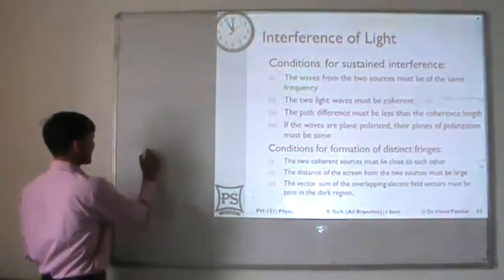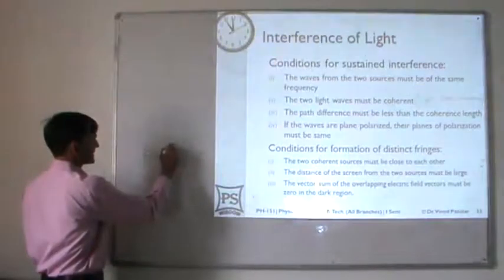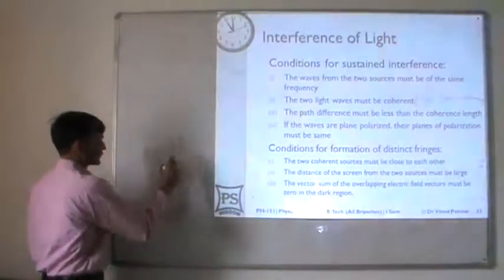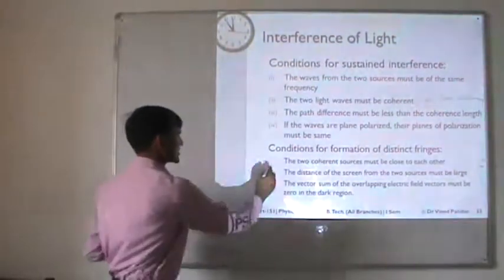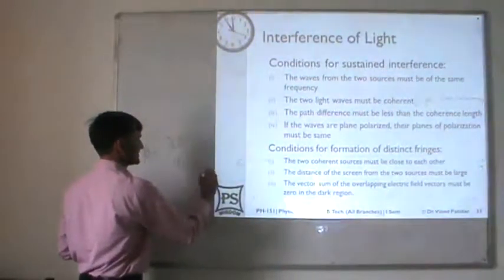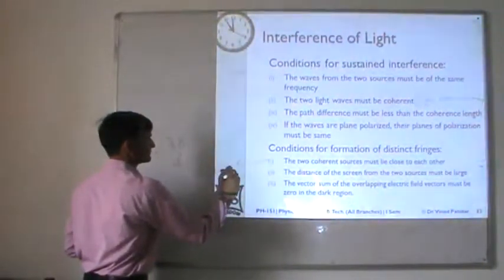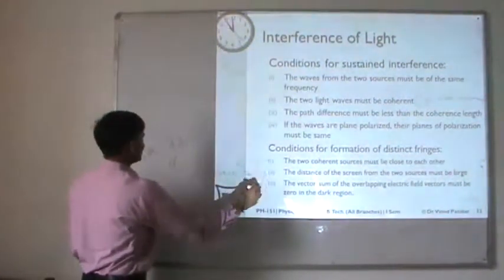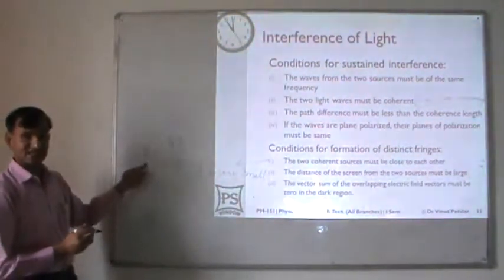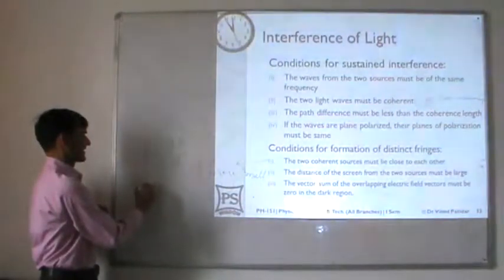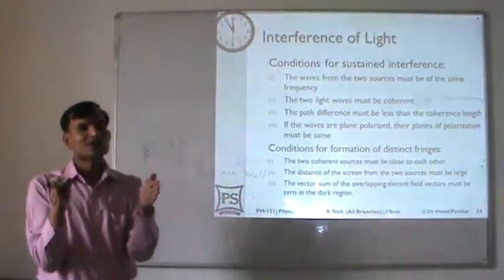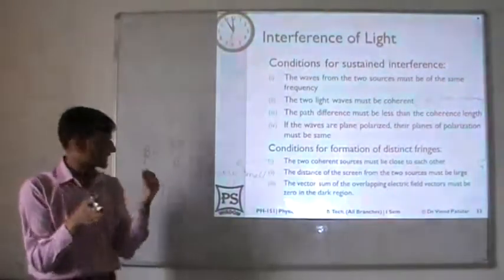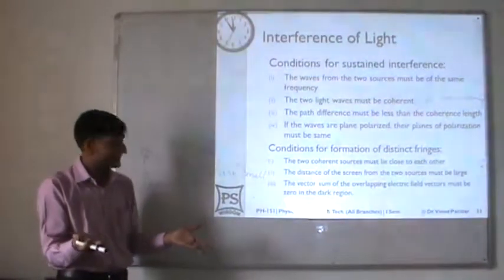Okay, now if you remember, beta is lambda D over d. So if d is small, since two coherent sources must lie close to each other, this condition says d is very small. And if d is very small, beta is large. And beta large means the thickness of the fringes produced due to the interference is large. So it means they are very clear.